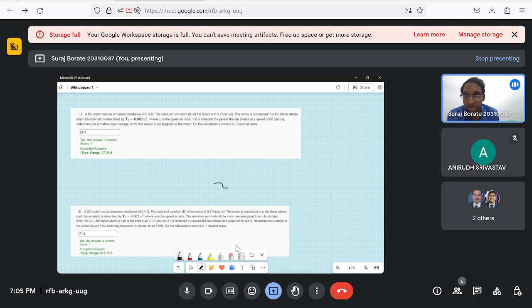A DC motor has an armature resistance. So we have been given the resistance. Today's assignment is quite easy. It's mostly plug and play formulas, and some conceptual questions. We have been given resistance as 0.4 ohm. The back EMF constant is given as 0.3. And the motor is connected to a fan blade.